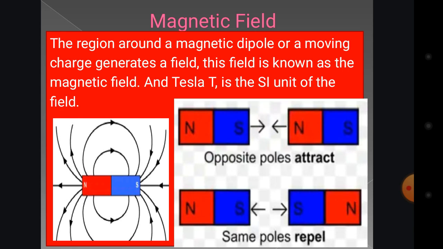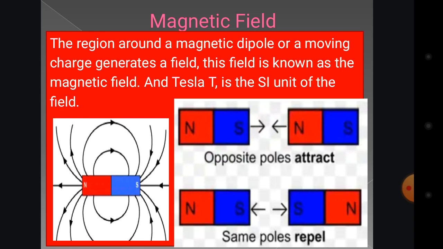But when we are having the south pole and the south pole, even if you try to put them together, they will refuse each other. They will not be in contact with each other, they will repel. There is no attraction between them. Why? Because they are on the same side, the south pole and the south pole, so there is no attraction.